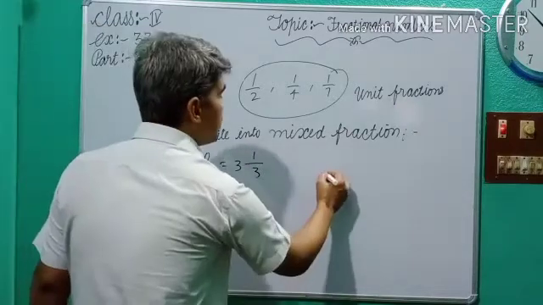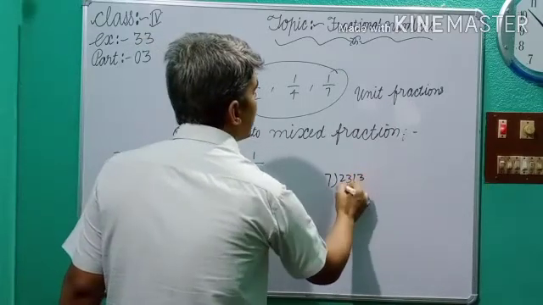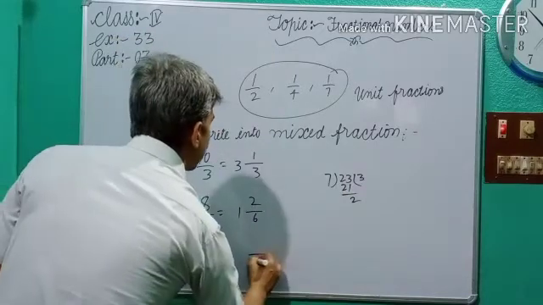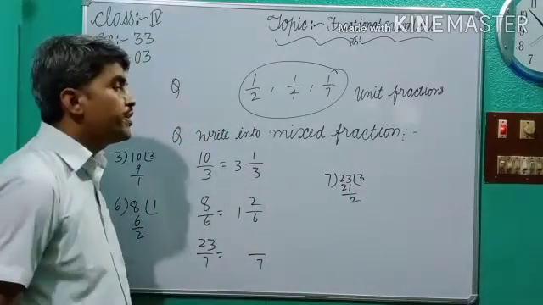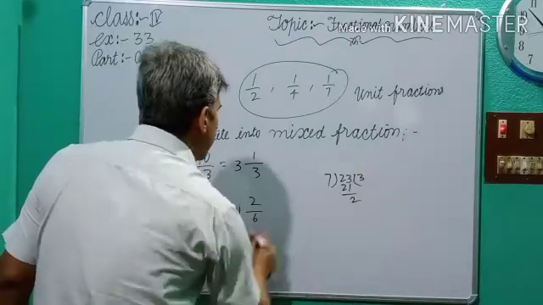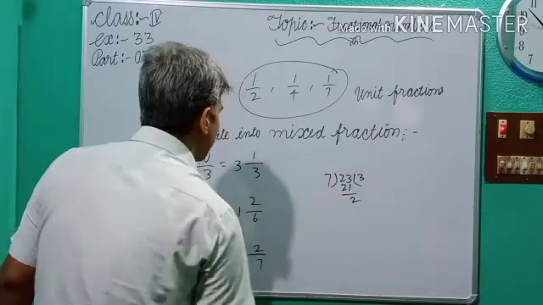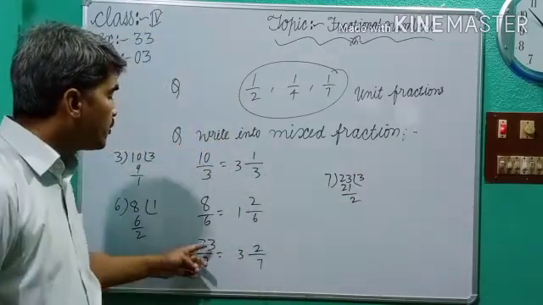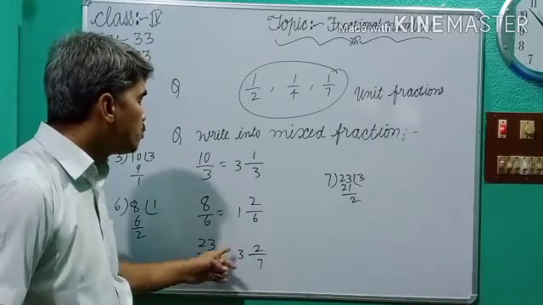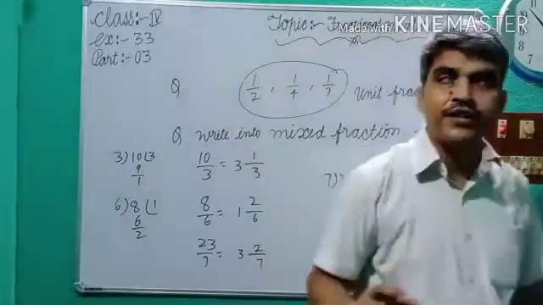Now again, divide 23 by 7. 7 threes are 21, here remainder 2. Students, first of all, 7 is the denominator, clear, and 3 is the integral part, and the remainder is the numerator. That's okay. Check your answer: 7 threes are 21 plus 2, 23. Your answer is absolutely right. I hope that you understand.